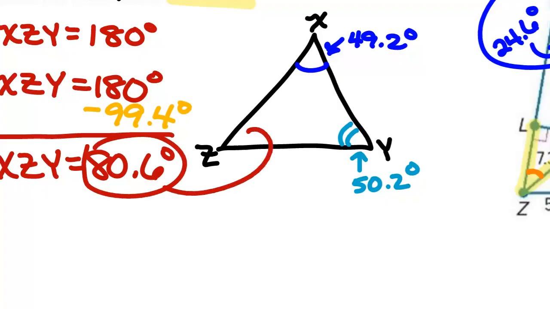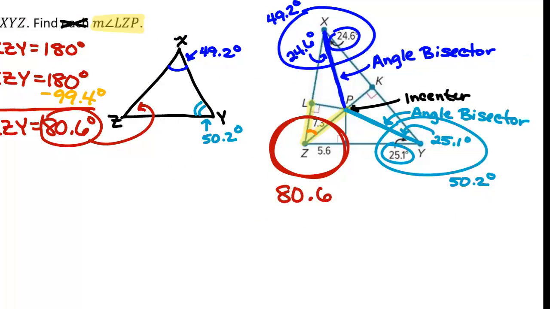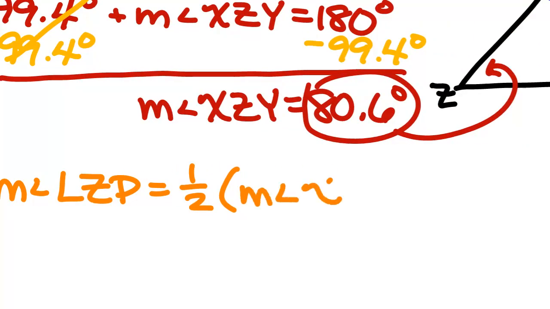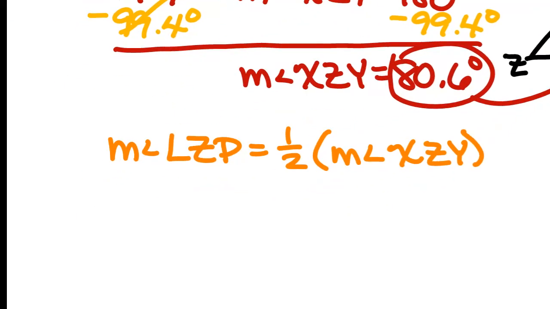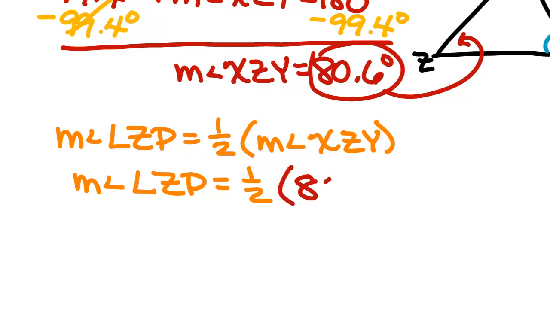So this angle right here is 80.6 degrees. That's this whole angle right here. But I don't want that whole angle. I just want this little piece of it right here. What do I need to do to find that little piece? Divide it by 2, yes. The measure of angle LZP is equal to half the measure of angle XZY. So the measure of angle LZP is equal to half of 80.6.